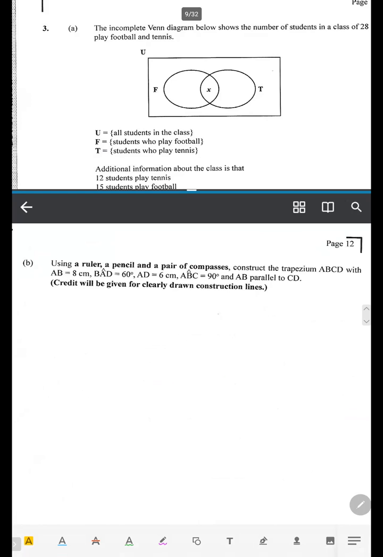Construct trapezium ABCD if AB equals 8, the angle at A is 60, AD equals 6, and the angle at B is 90. And it says AB is parallel to CD. So what I always encourage the students to do is to sketch it first, and you sketch what you're going to construct so you can see exactly what you're constructing.